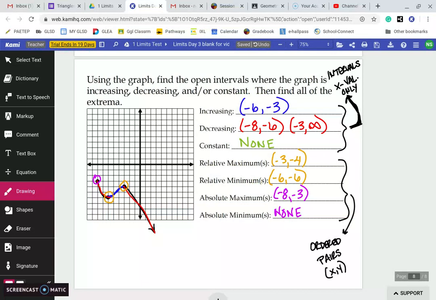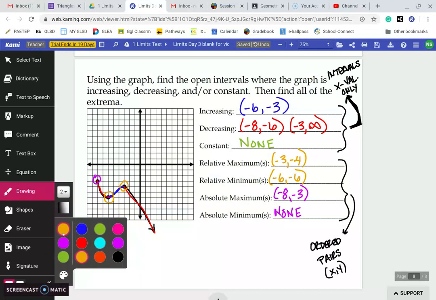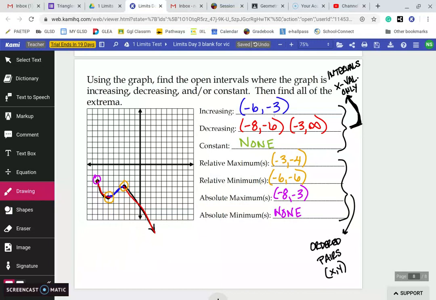Okay. So again, I understand that these answers look the same, but you need to realize that this -8 to -6 is just x values. That's saying -8 to -6. Between those two values, x values, the graph is decreasing. That's what that one says. This one is an actual point. This is saying there is a relative maximum at that specific place right there, -3, -4.